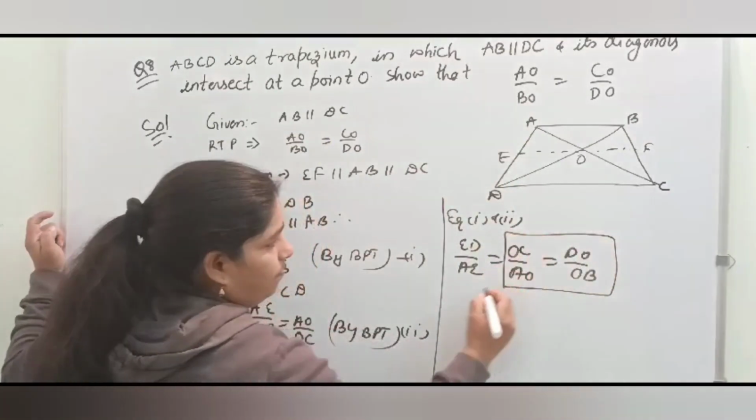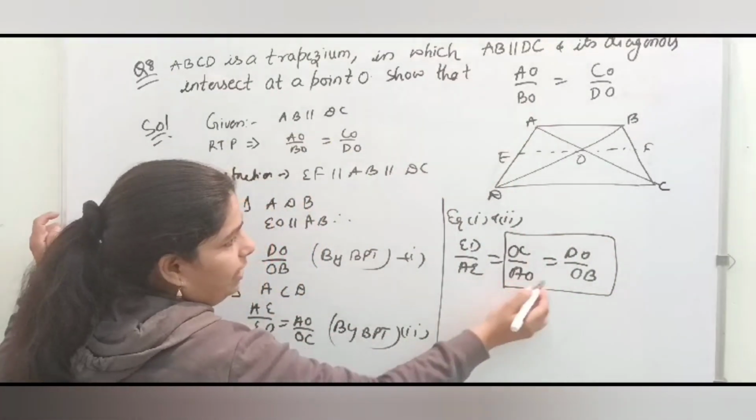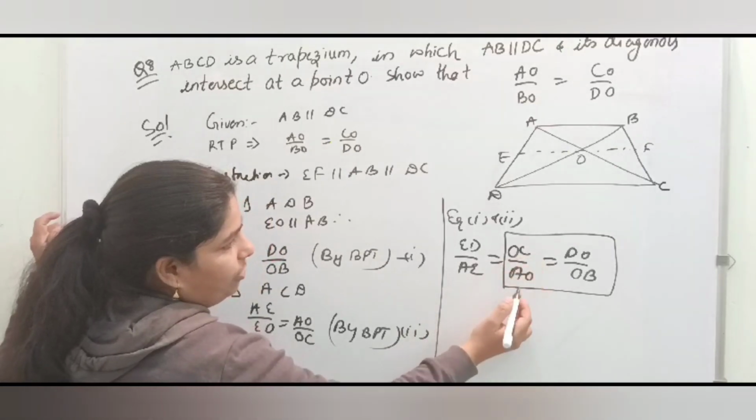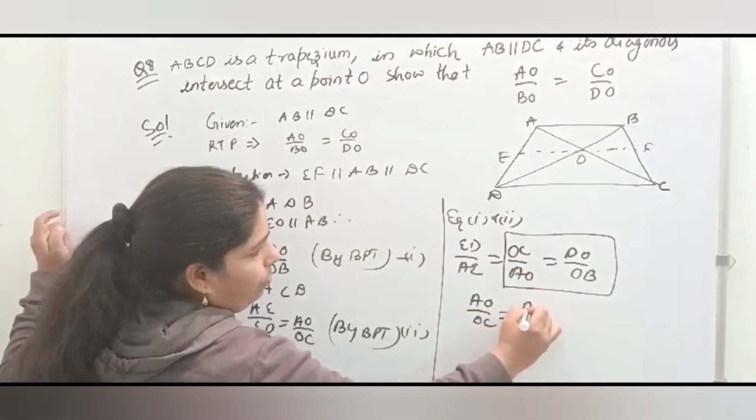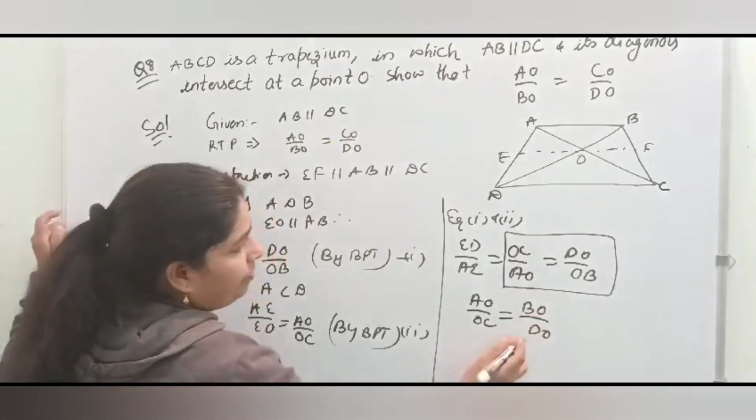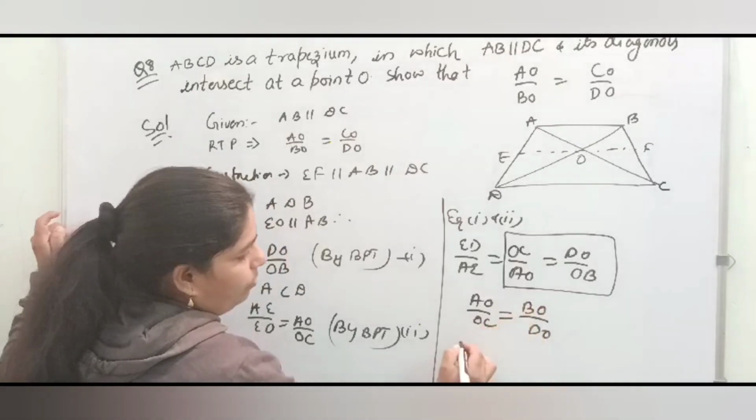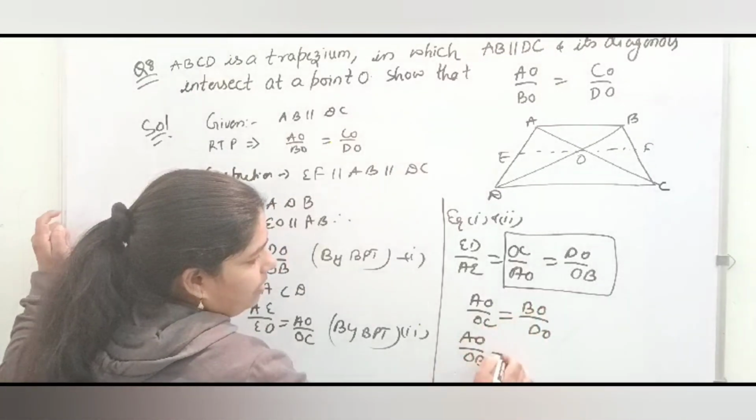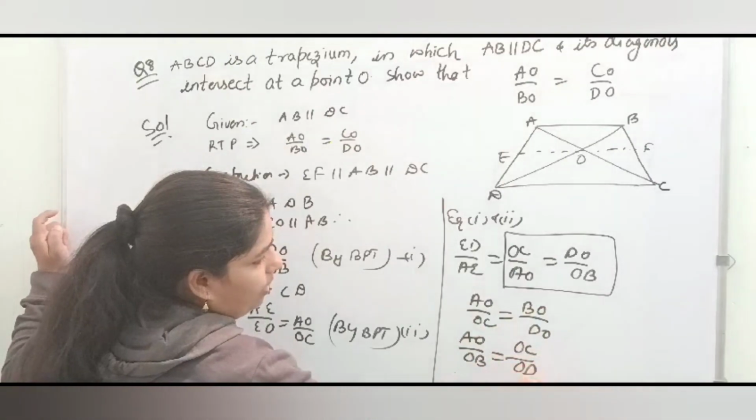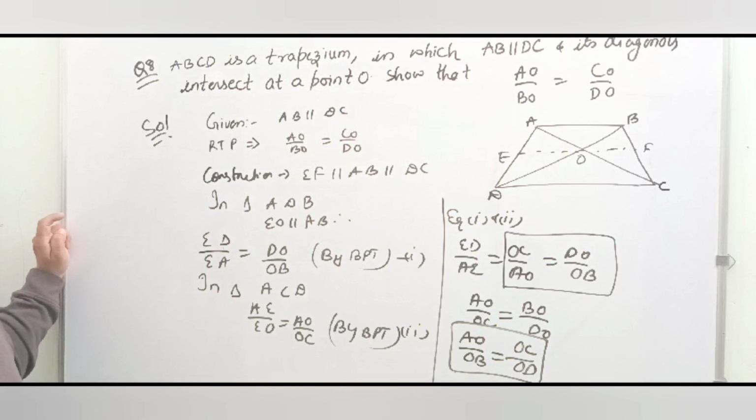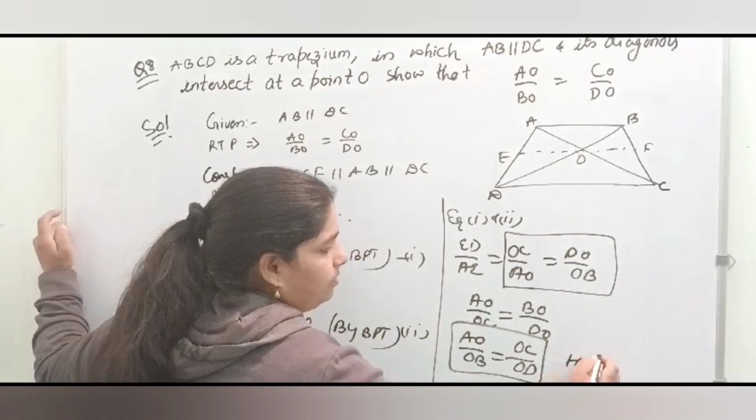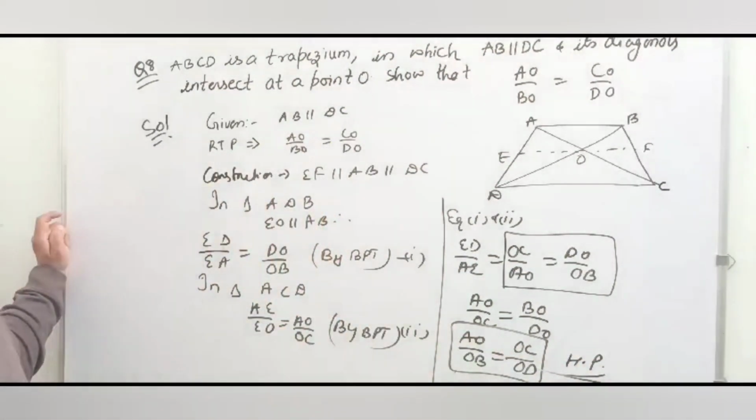Now we will take this part and take the inverse proportion or reciprocal. Then AO by OC is equal to BO by DO, and we will shift BO to this side. AO by OB is equal to OC by OD. So here is the required value which we have to prove: AO by OB is equal to CO by OD. Hence proved. Now let us move on to question number 9.